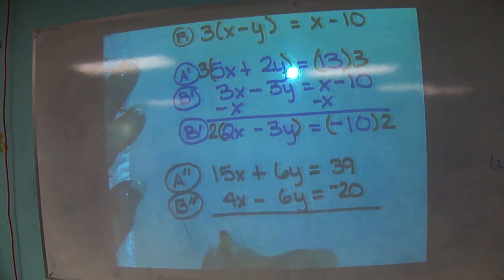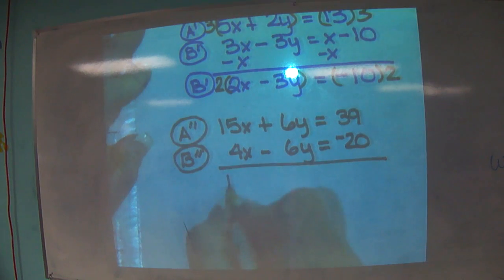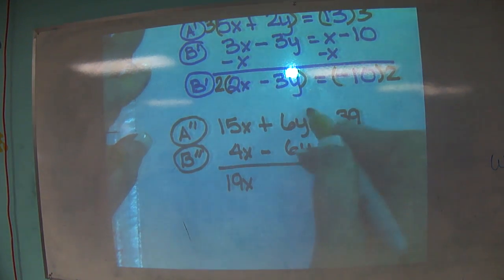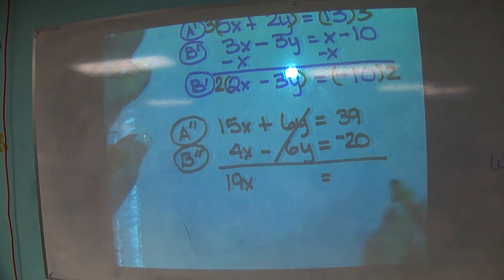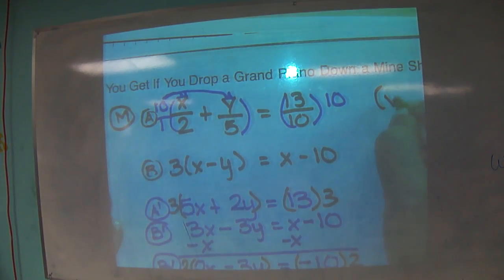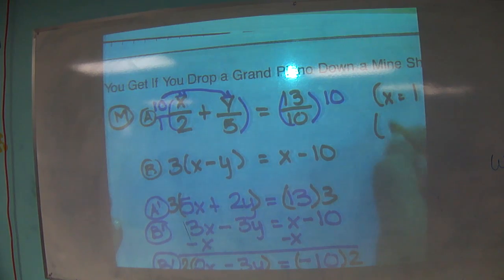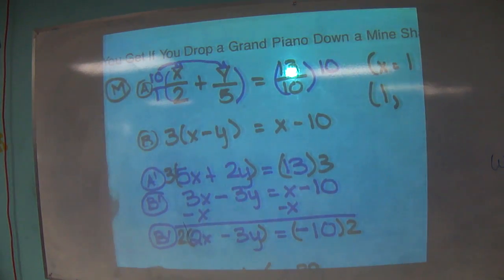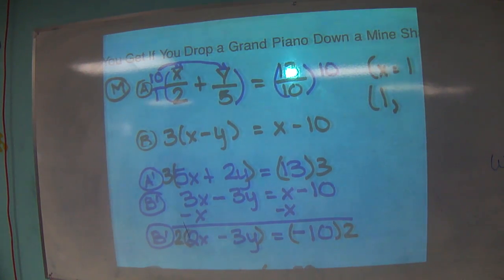So what do we wind up with? 19x equals 19. Y's go away. Equals 19. So x equals 1. So if x equals 1. Shall we put it back into B? C. You want to, C meaning yes, not letter C. Because we do linear equations with x, y, and z in Algebra 2.